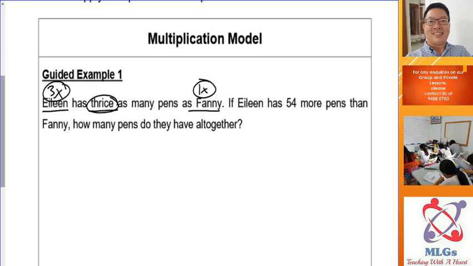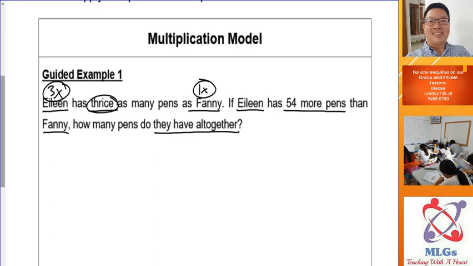We call it part of the maths language, right? You see the word 3 times, so the first person will have 3 times, and the second person is always one time. Okay, keep reading. Eileen has 54 more pens than Fanny. Oh, that is like your comparison model, right? More than. Okay, how many pens do they have altogether? So how do we draw out this problem?